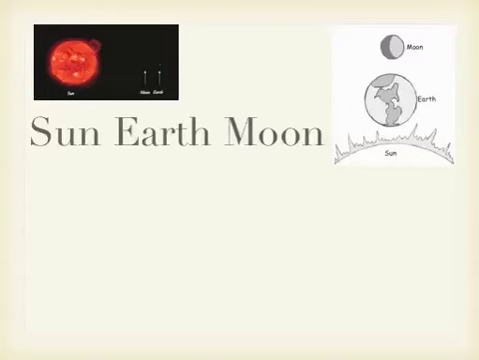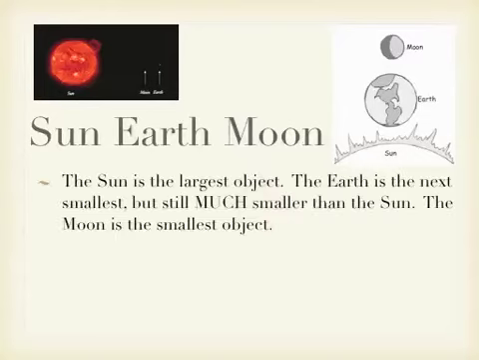Let's get started. Sun, Earth, Moon. So here are a couple of images to represent the Sun, the Earth, and the Moon. You might already know this, so this should be a review. The Sun is the largest object in our solar system, and it's the largest object between the Sun, Earth, and Moon. The Earth is the next smallest, but it's still much, much smaller than the Sun. You can see that by the top image. The Sun is huge relative to the Earth. The smallest object between the three of these is the Moon.